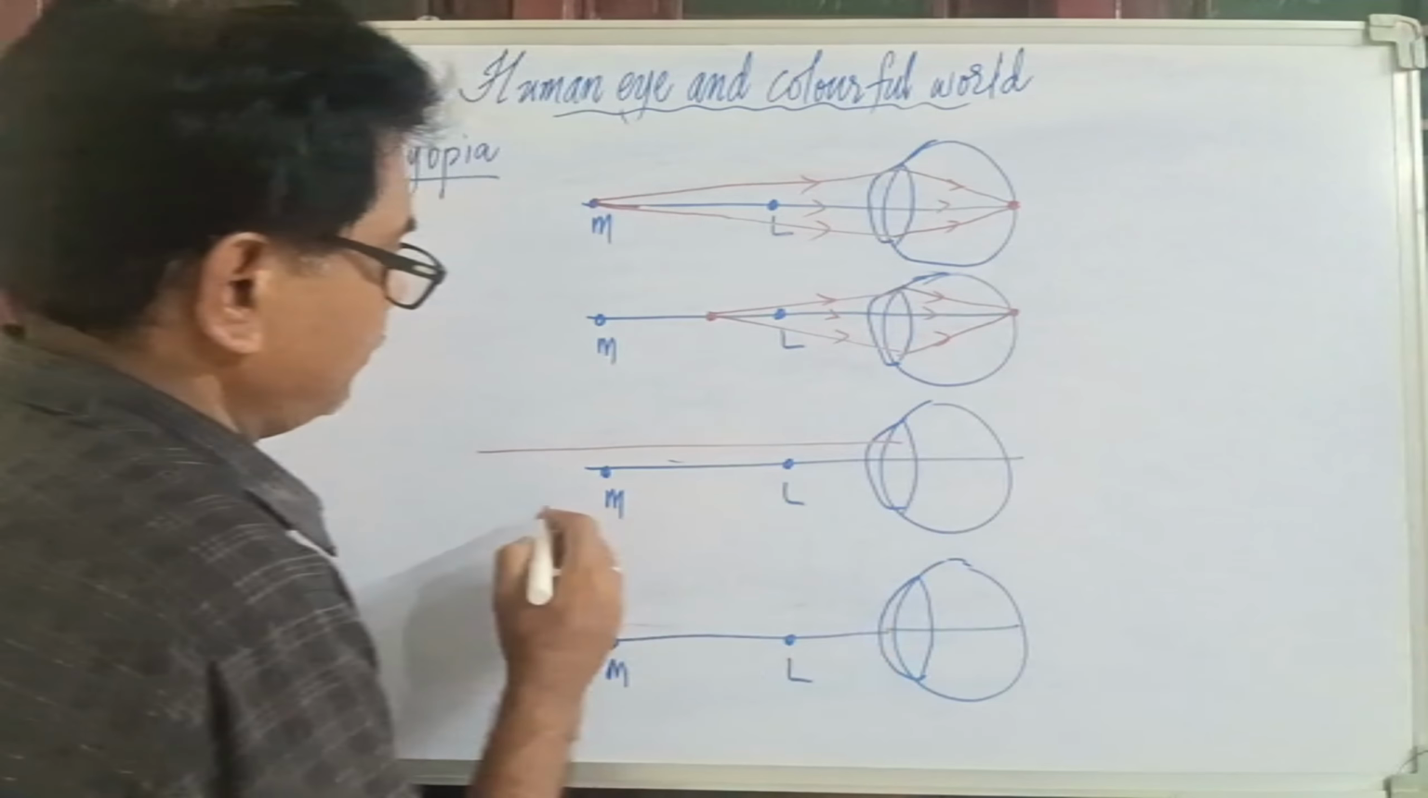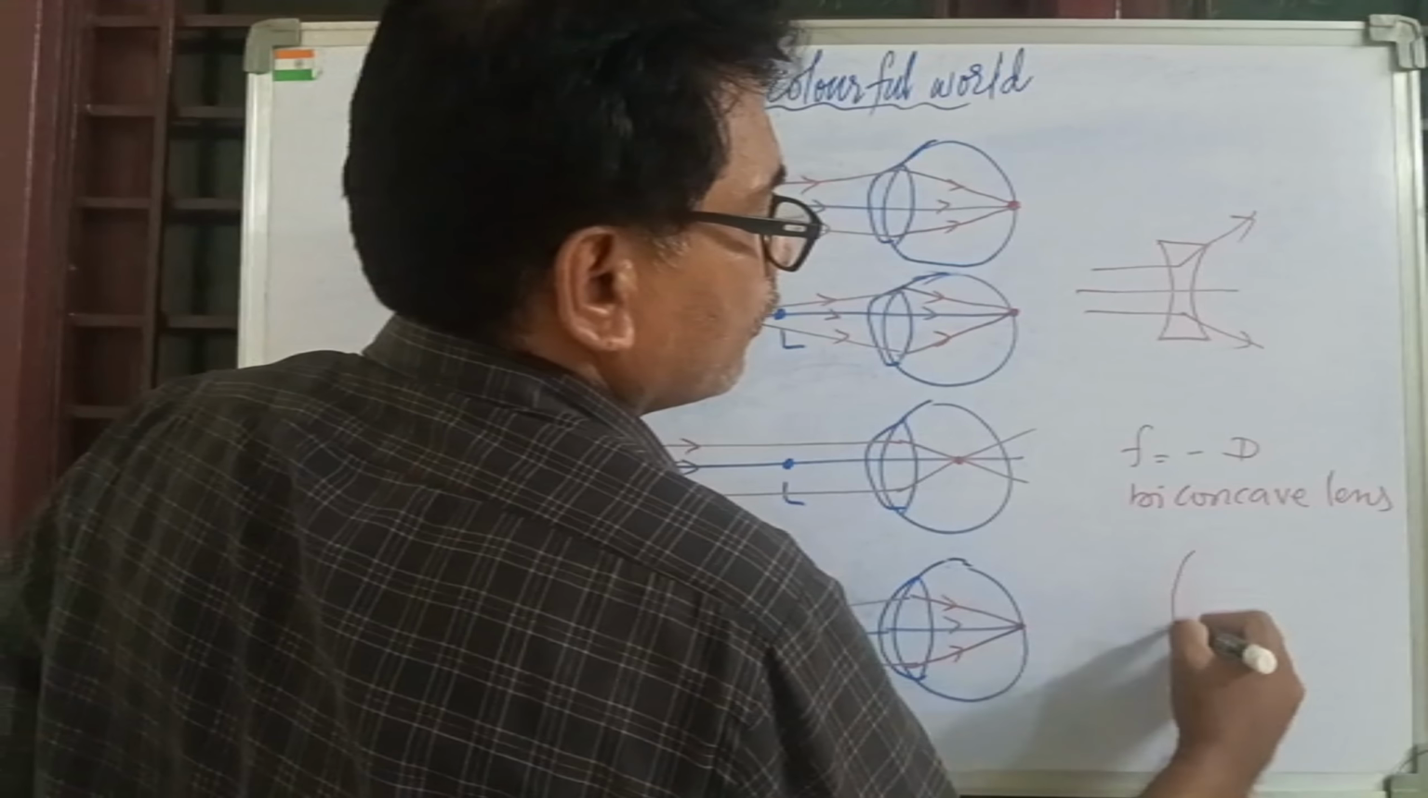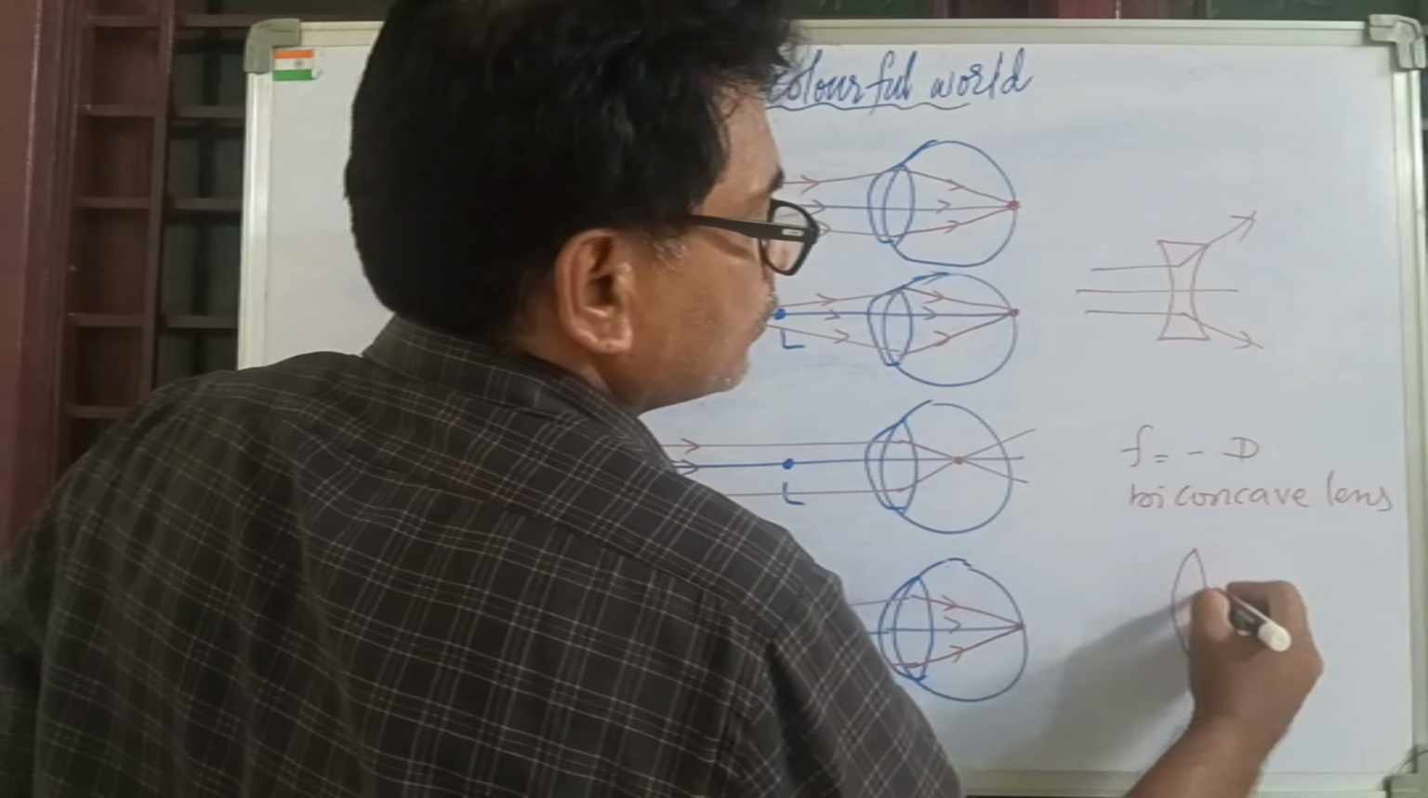But when does this happen? We have just now seen that f is equal to minus D. That means a biconcave lens is given as correction. Biconcave lens. What does a concave lens do? It diverges the light. What does a convex lens do? Converges the light or image. Now what is happening? If you converge it, still it will converge here. Therefore, this should be pushed back.